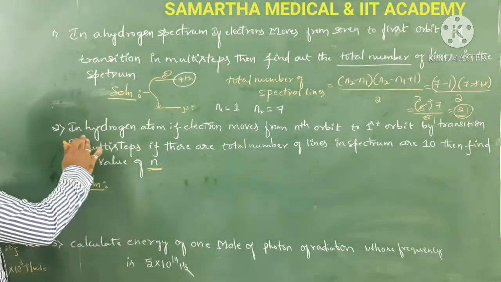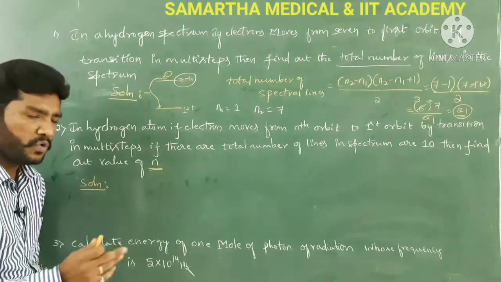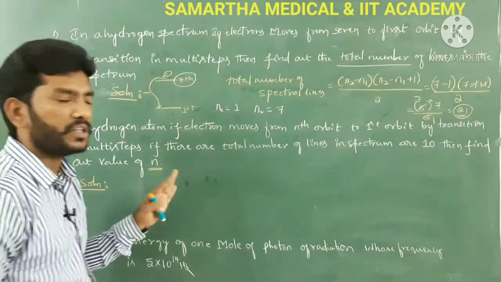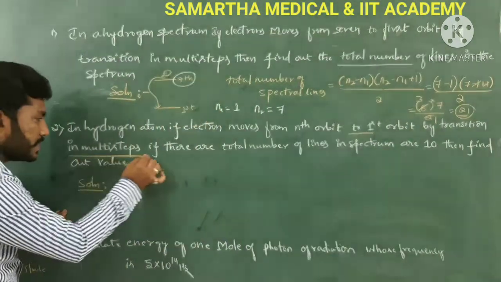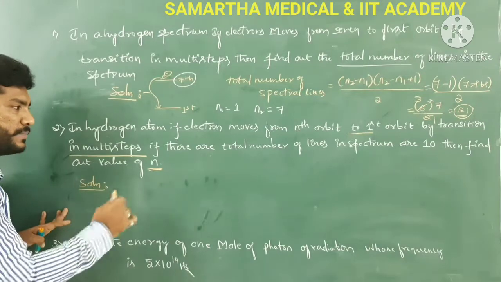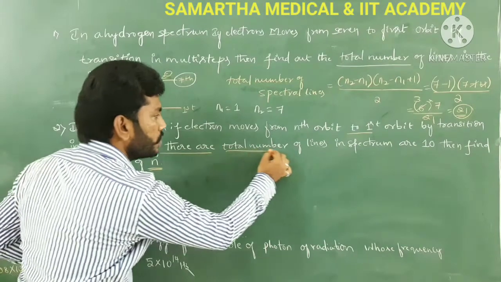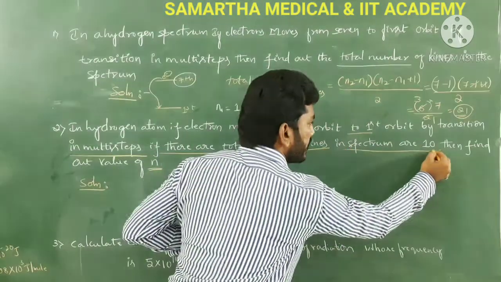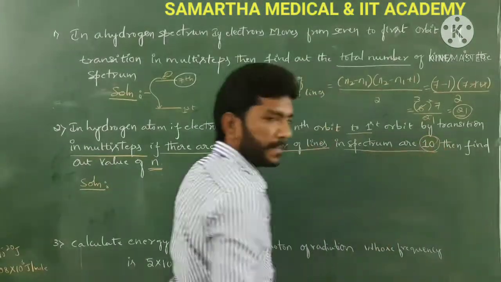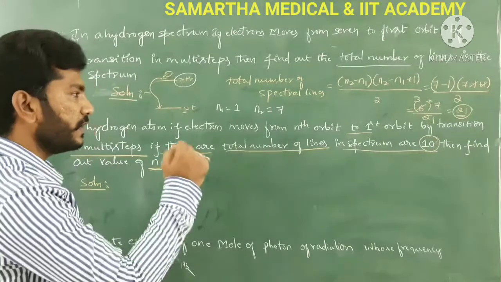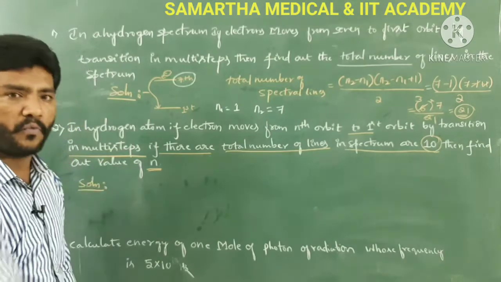See, in a hydrogen atom, the electron moves from the nth orbit, we don't know which particular orbit that is, so generally it is the nth orbit, to the 1st orbit by a transition in multi-steps. One piece of data has already been given: the total number of lines in the spectrum is 10. So what we are going to find is the value of n.